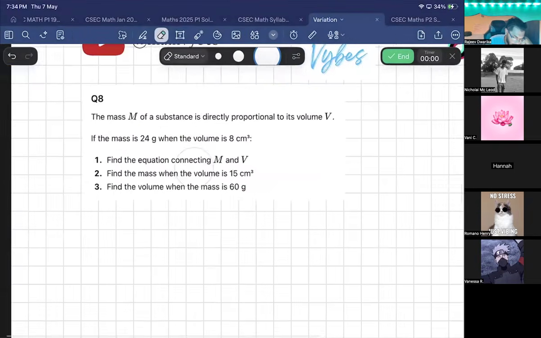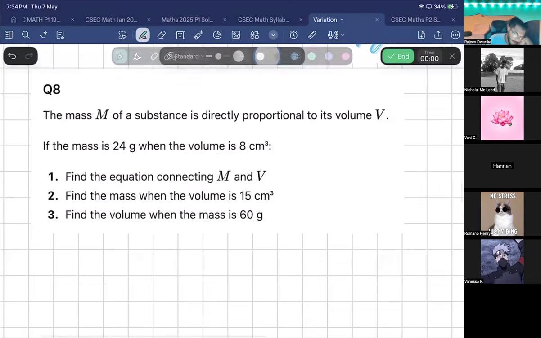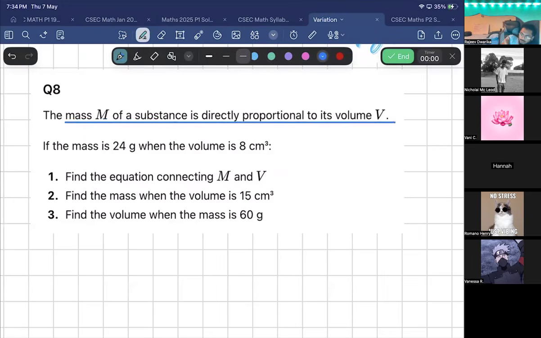All right, so Romano, get this question. The mass M of a substance is directly proportional to its volume V. Let me stop one time. Let me underline that. So what two things are directly proportional? The mass and the volume. So what's the first line I'm gonna write?